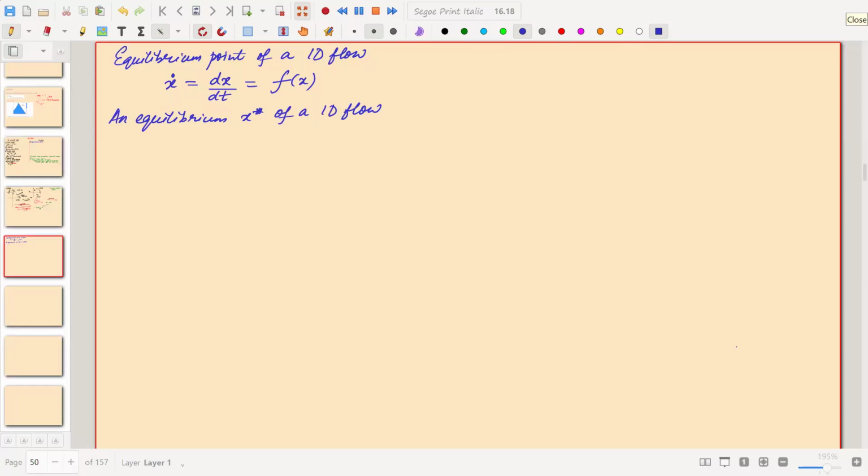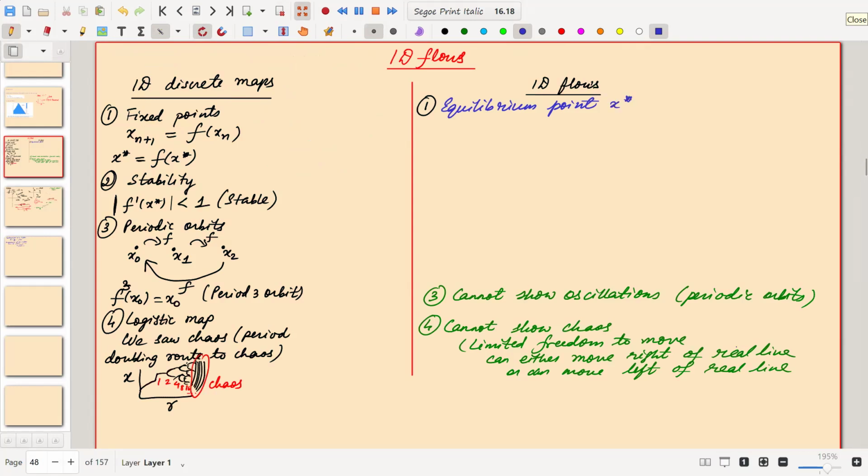Let us begin again. So what is an equilibrium point of a 1D flow? An equilibrium point x star of a 1D flow is defined as the point where dx by dt is 0, that is f of x at x equals x star is 0. That means nothing but f of x star equals 0, right? I hope it is clear. So if I give you a 1D flow, how do you find the equilibrium point? You just set that equation to 0, right? So you see how the definition is different from the discrete case.